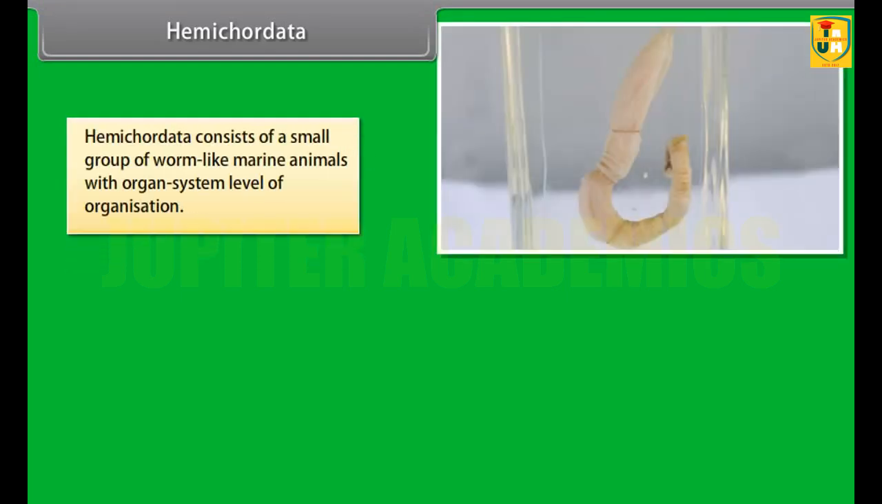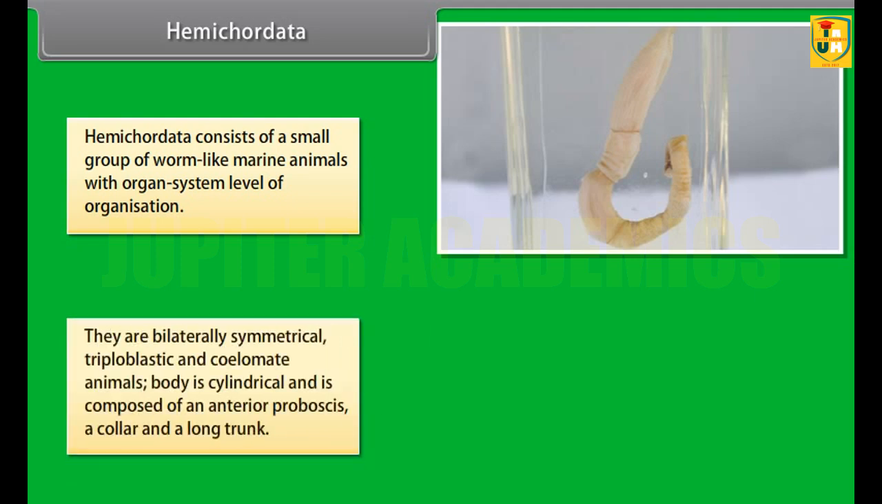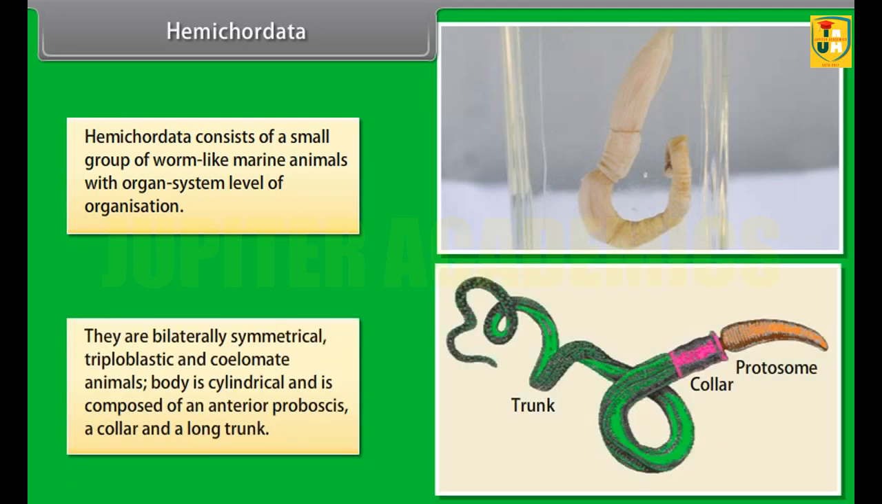Hemichordata. Hemichordata consist of a small group of worm-like marine animals with organ system level of organization. They are bilaterally symmetrical, triploblastic and coelomate animals. Body is cylindrical and is composed of an anterior proboscis, a collar and a long trunk.